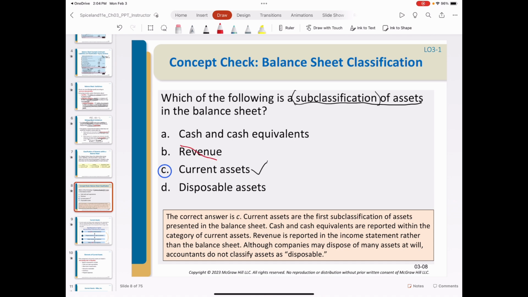Revenue is not reported in the balance sheet. It is an element in the income statement. The other two are specific assets, not sub-classifications of assets. In the following slides, I'm going to introduce all the elements and accounts used in this book.